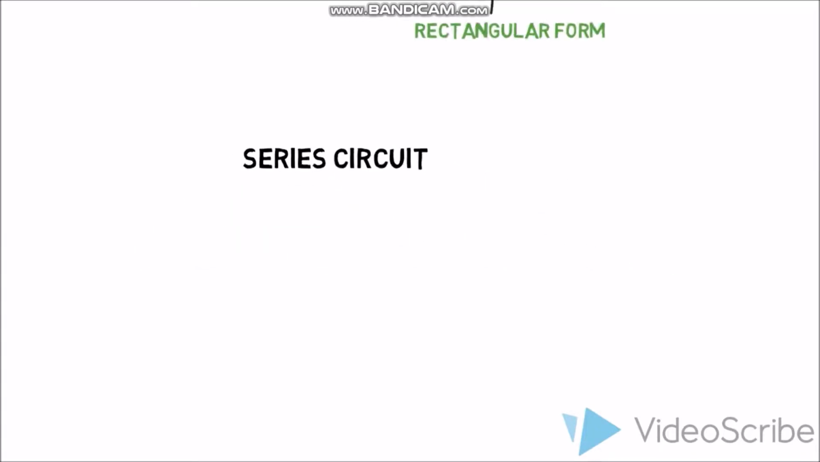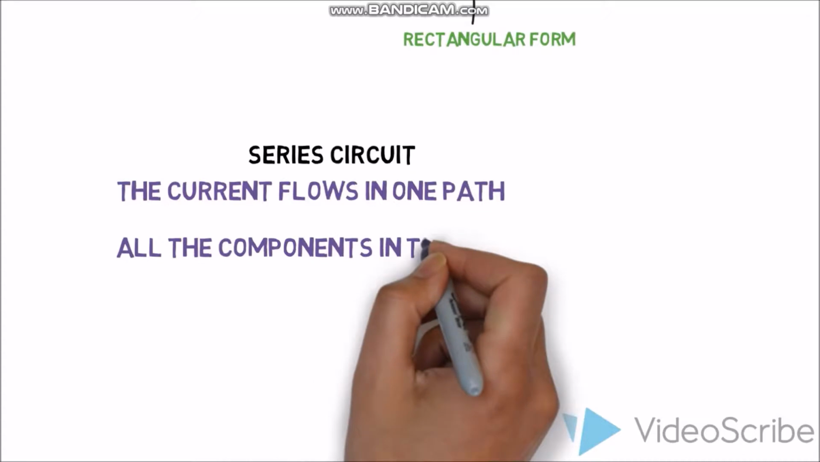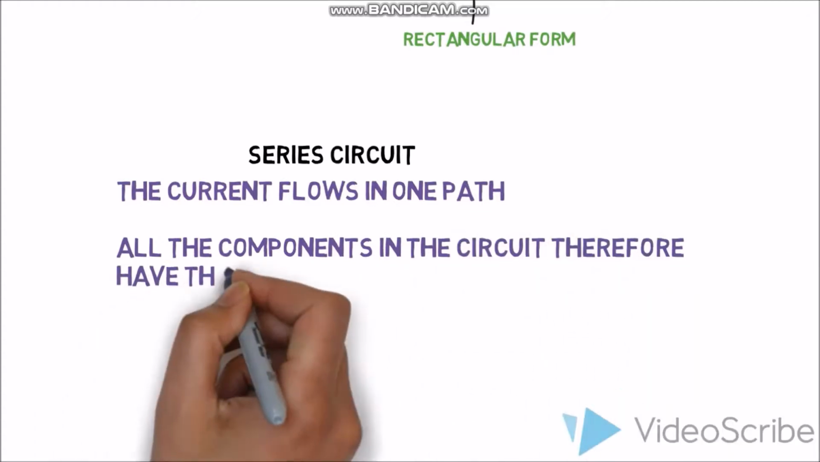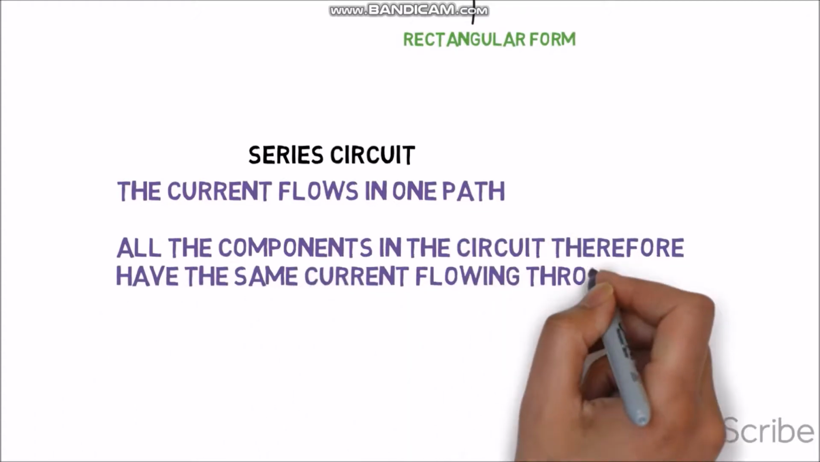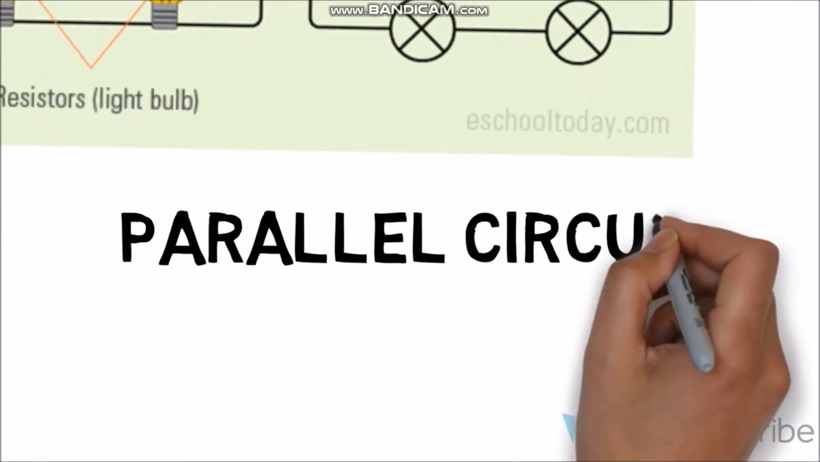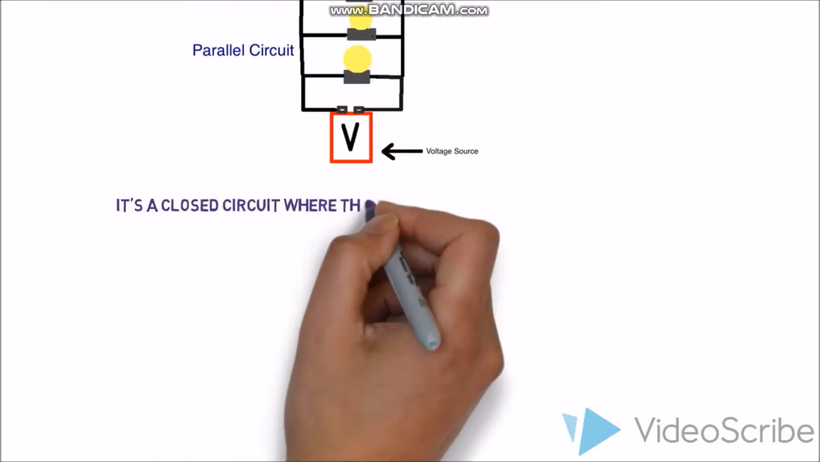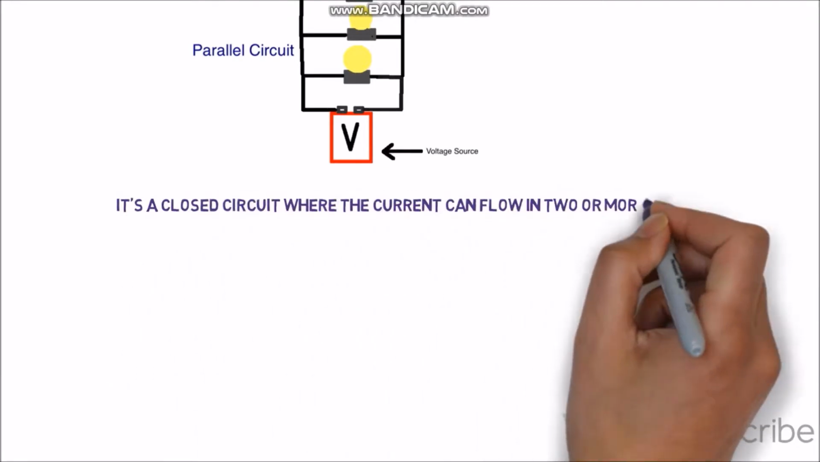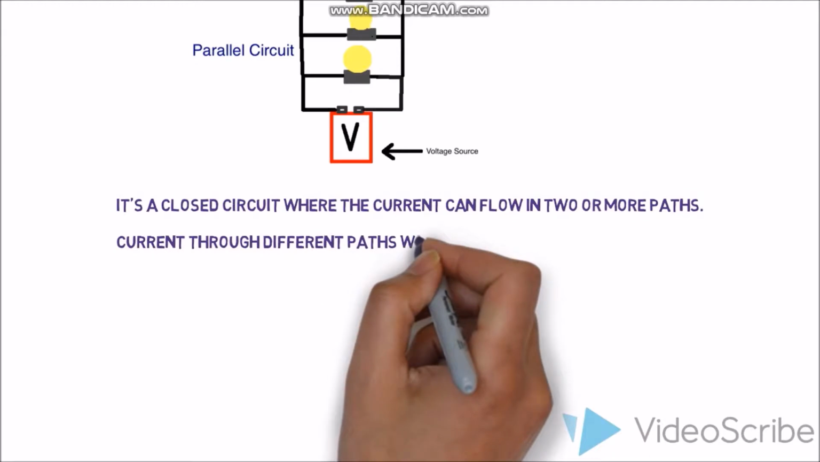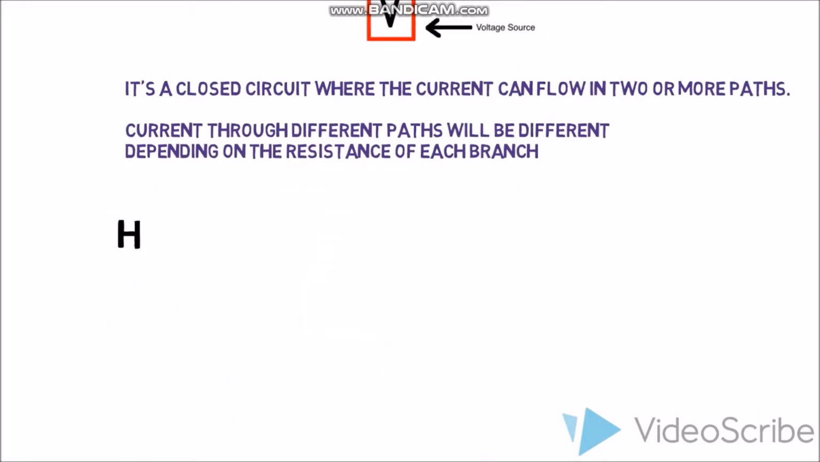Series circuit. So what is a series circuit? In a series circuit, the current flows in one path and all the components in the circuit therefore have the same current flowing through them. A parallel circuit. It's a closed circuit where the current can flow in two or more paths, and the current through different paths will be different depending on the resistance of each branch.